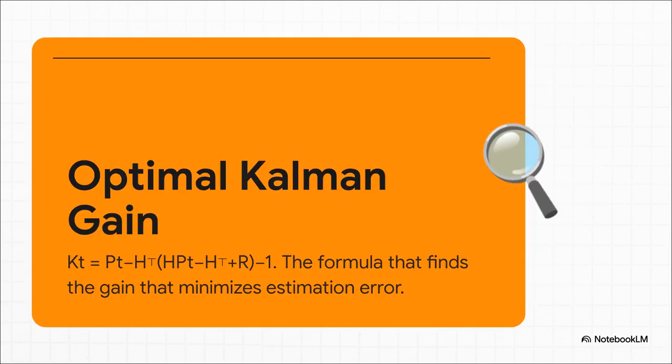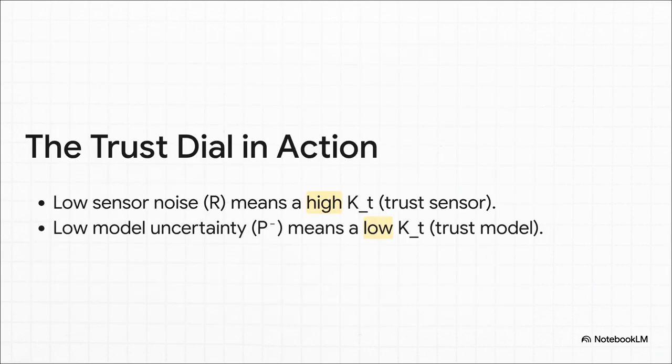And here's the famous formula for it. Now, I know, that looks like a monster, but don't get bogged down in the symbols. The intuition behind what this equation does is actually incredibly elegant. Because this is how that trust dial works in practice. It's a beautiful balancing act. Think about it. If your sensor is really noisy, meaning its uncertainty, R, is high, the Kalman gain automatically gets smaller. It dials down its trust in that unreliable sensor data. But on the flip side, if your prediction is the shaky part, if its uncertainty P is high, the gain gets larger. It dials up its trust in the new measurement to fix that bad prediction.